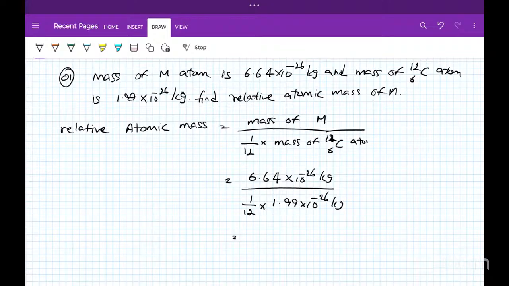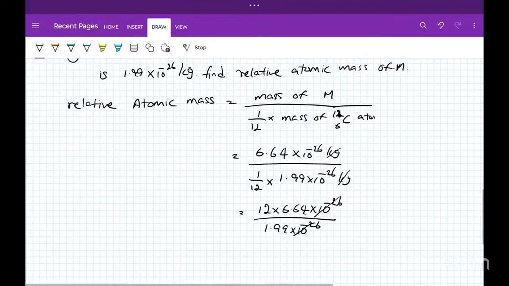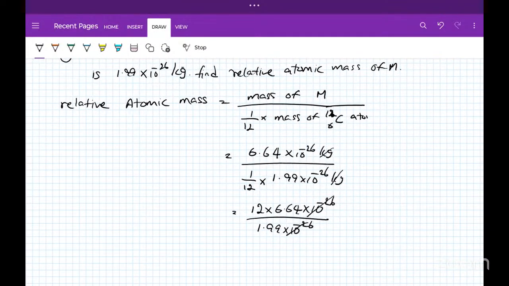You have to take the final answer, otherwise this will not work. So this can be rearranged as 12 into 6.64 into 10 to the power minus 26 divided by 1.99 into 10 to the power minus 26. Kilograms will be cancelled off, and the minus 26 will be cancelled off. Then you have to do this one.